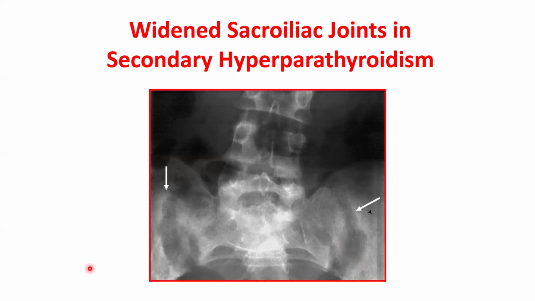And here you can see a plain X-ray of the lumbosacral spine of a patient with secondary hyperparathyroidism. Have you noticed patients who have chronic renal failure and secondary hyperparathyroidism? Did you notice how they walk? Did you notice their gait? Have you seen any such patients before?